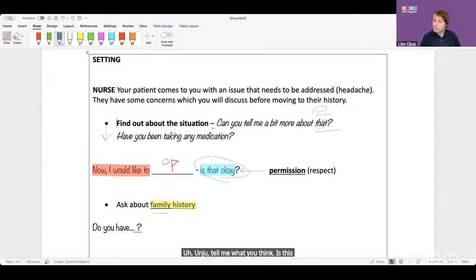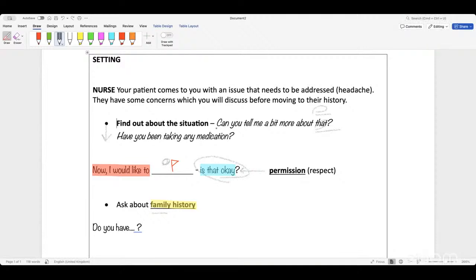Is this right or is it wrong? It's not right or wrong. Can it be better, or is it okay? Like that. Okay, so Josu, here we go. 3, 2, 1. Doctor, I've got this really bad headache. It's really bad.